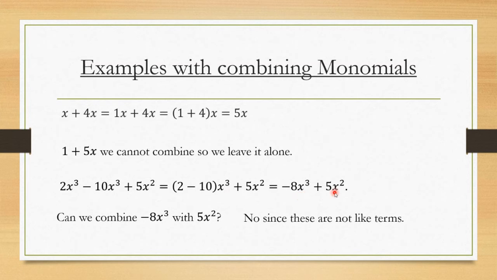Okay. What about this 5x squared? It's still there. We can't combine these, right? These are not like terms. This is degree 3. This is degree 2. So they're not like terms. So what do we do? Leave them alone. Are there any questions on this?